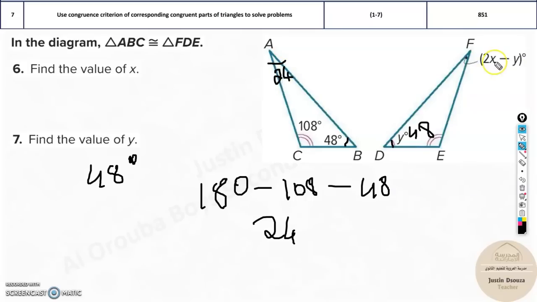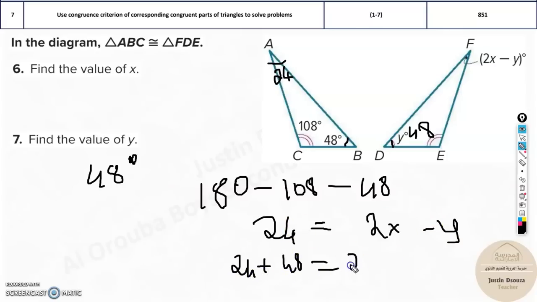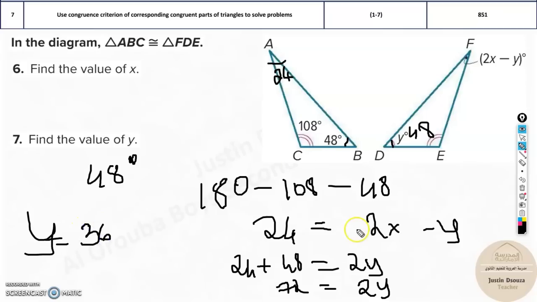If this is 24, then this can be equated to 24. 24 is equal to 2x minus y because they both are equal. Now we know y, right? y is 48. So let's take this to the other side. So it'll be 24 plus 48 equals 2x. What is the answer over here? 24 plus 48, 72. 72 equals 2x. Divide both the sides by 2. x is equal to 36. 36 times 2 is 72. So this is the answer. Let's just check. Yes, x is 36 and y is 48 is the answer.